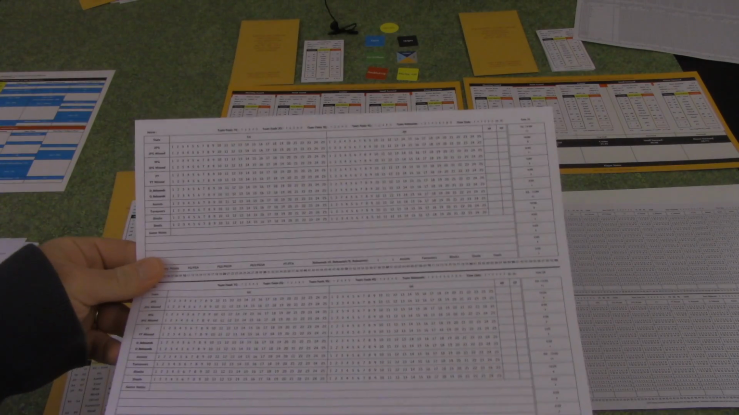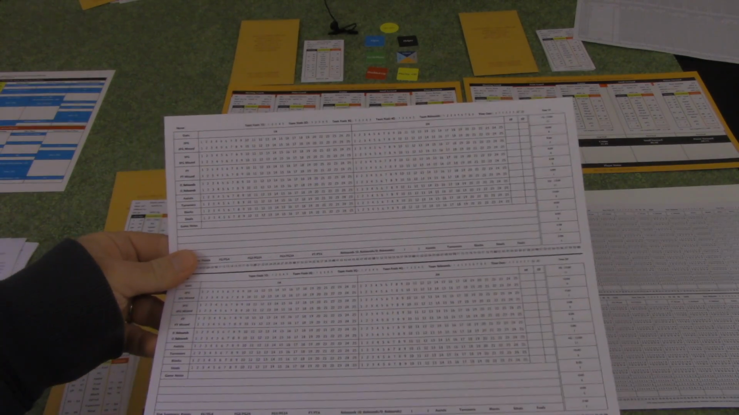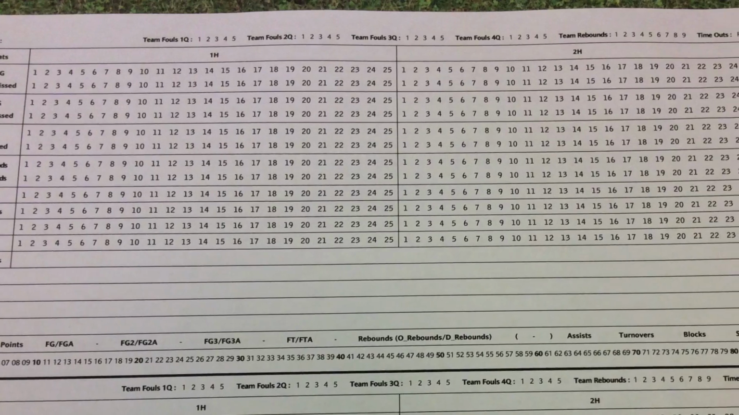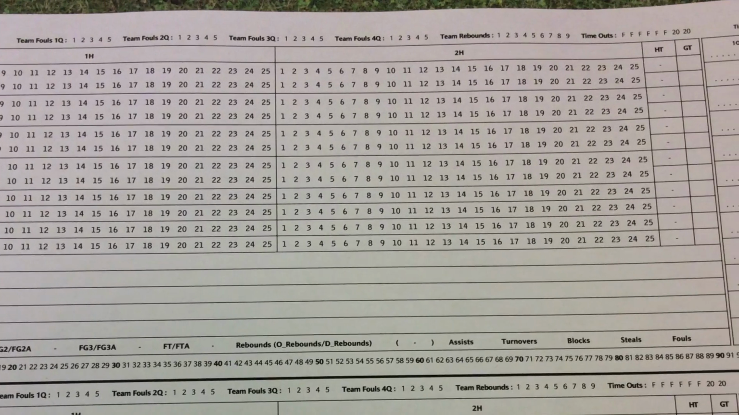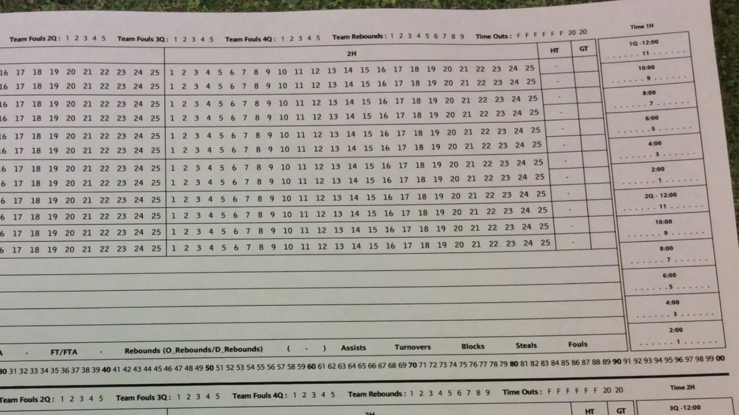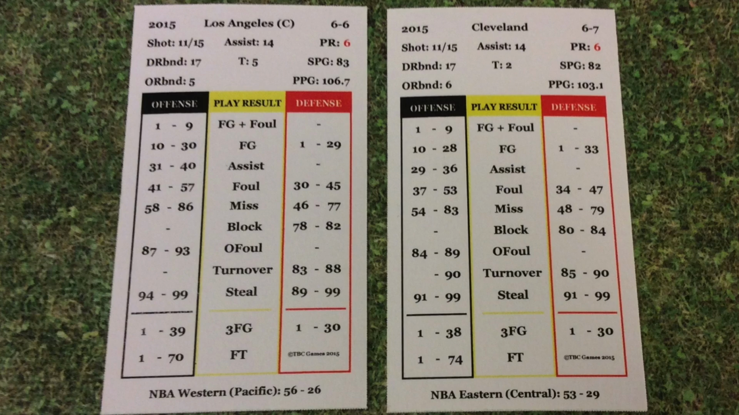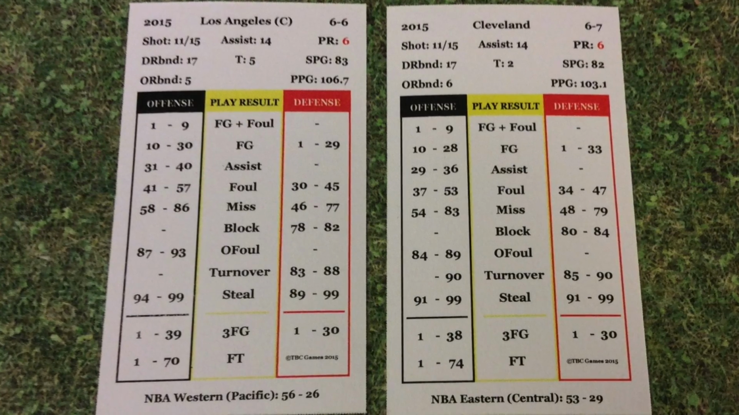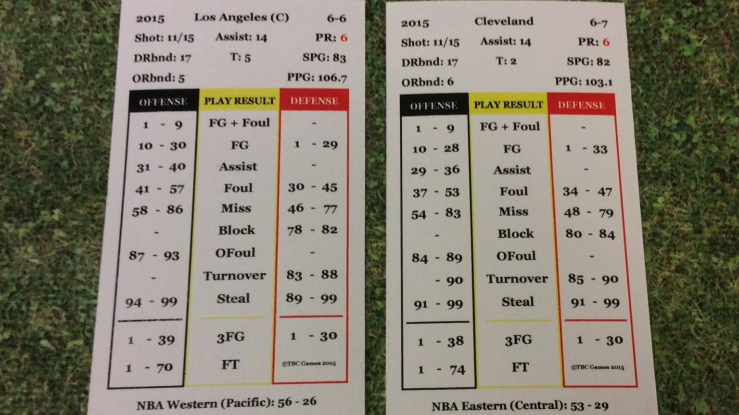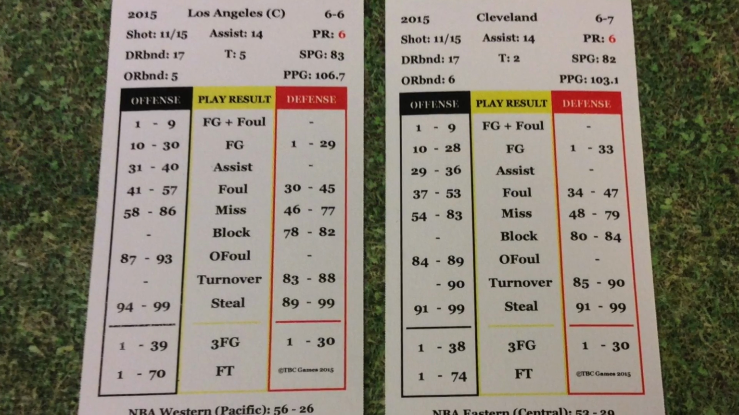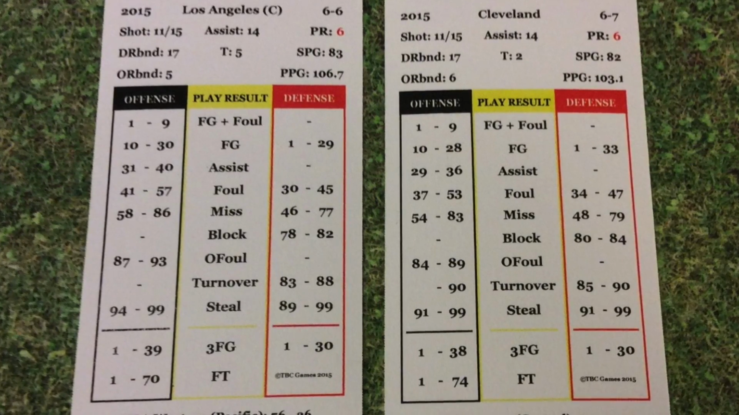And then the last score sheet is if you're playing with a team card game. So in addition to playing out a game using all the individual player cards, you can also purchase a set where you just have a team card, and so instead of keeping track of individual players, you would just play out the game using these team cards.